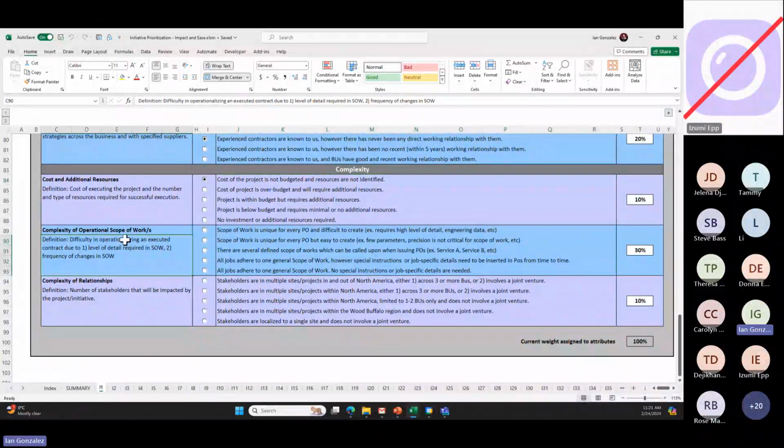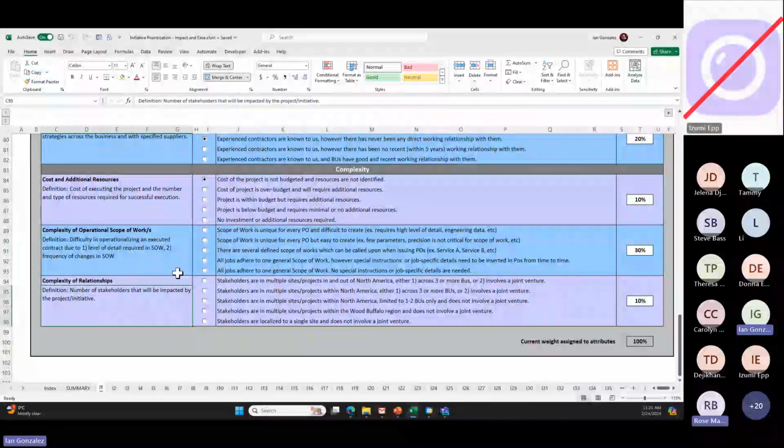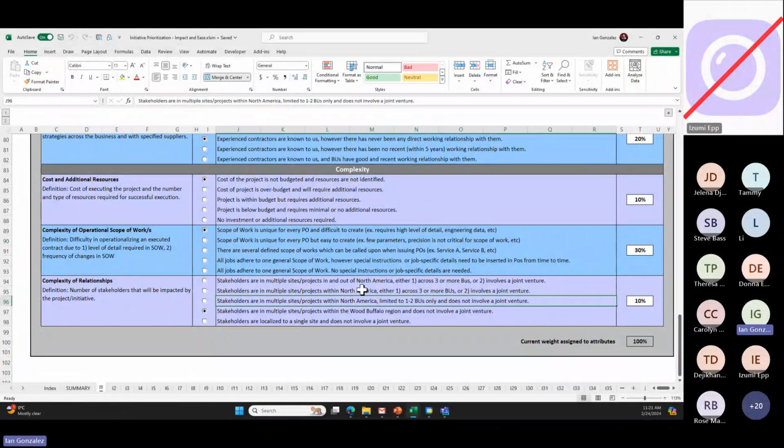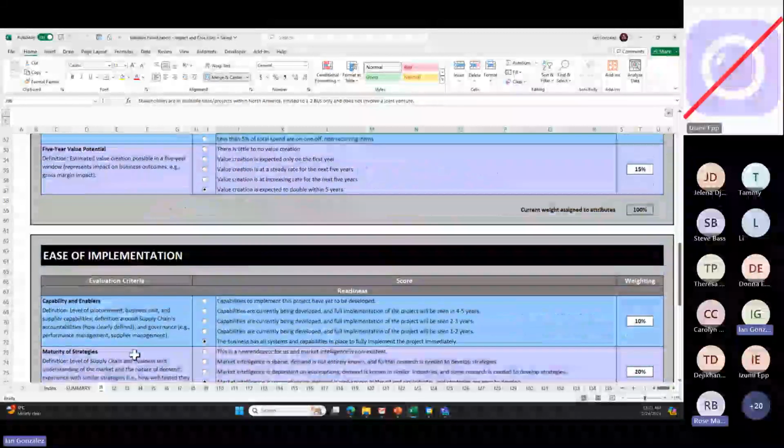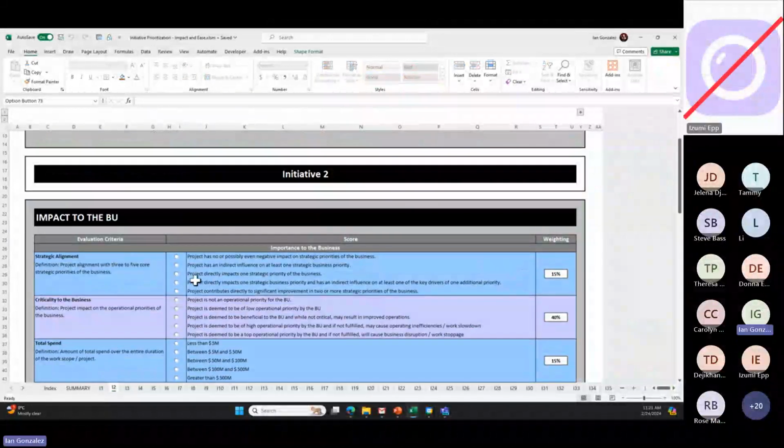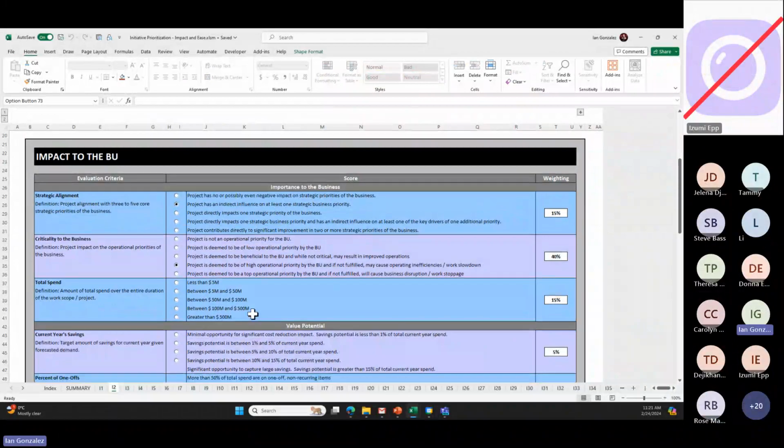Okay, complexity of the operational scope and the complexity of relationships. I'm just going to make some selections over there. And that's it. It's as simple as that. What was that, like 20 questions or something? Answer the survey. Okay, I'll do it for one more. So, I'll just randomly click over here.